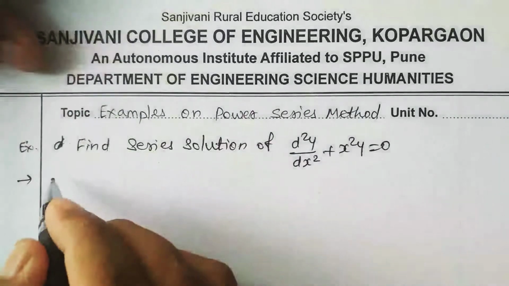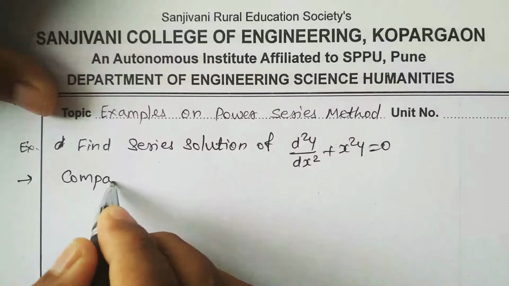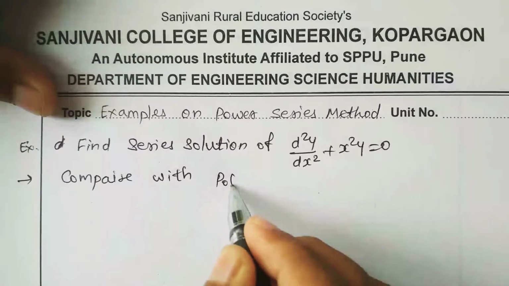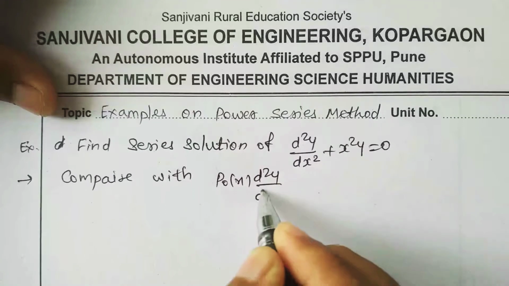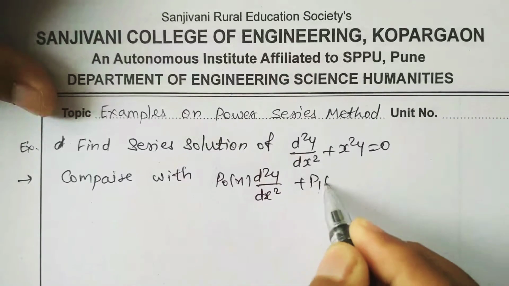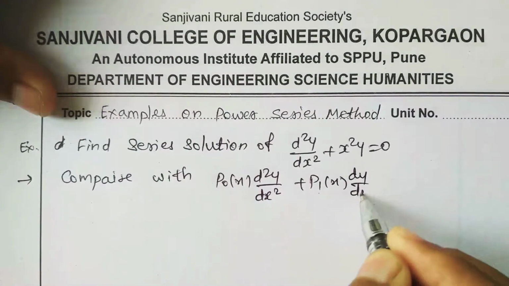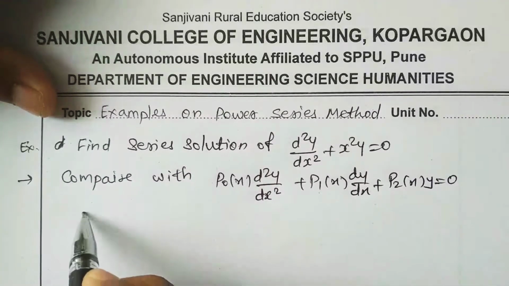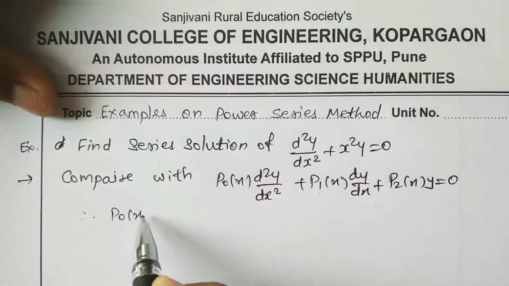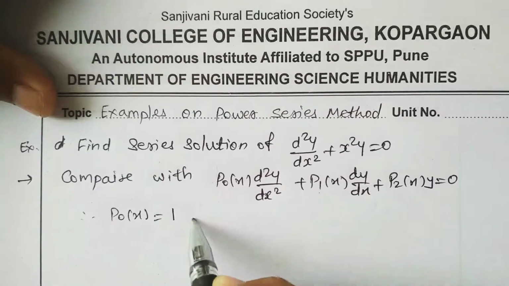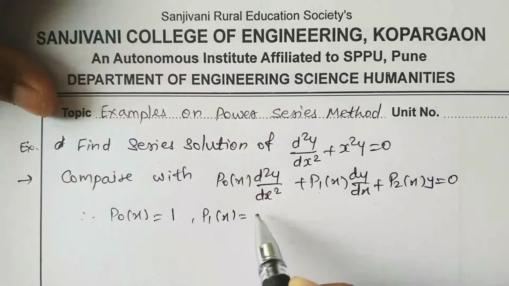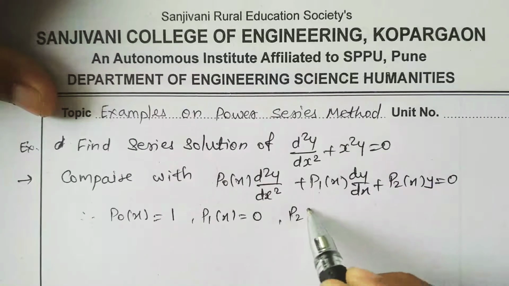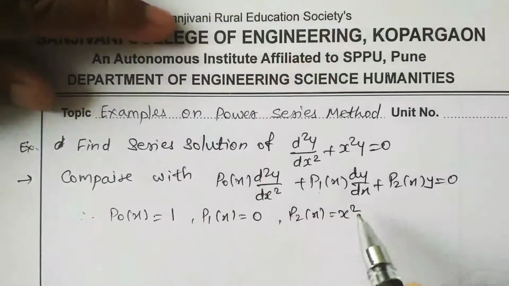So first of all, compare this equation with p0 of x d square y by dx square plus p1 of x dy by dx plus p2 of x into y is equals to 0. We will get the value of p0 of x is equals to 1. Value of p1 of x is equals to 0 because the term dy by dx is absent here, and value of p2 of x is equals to x square.